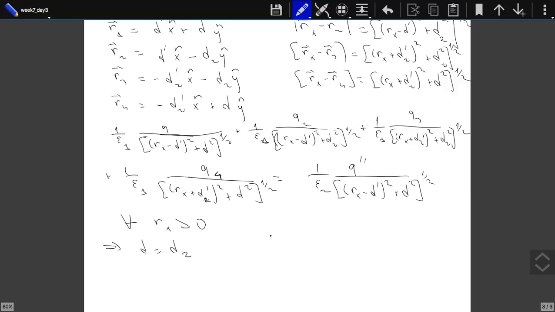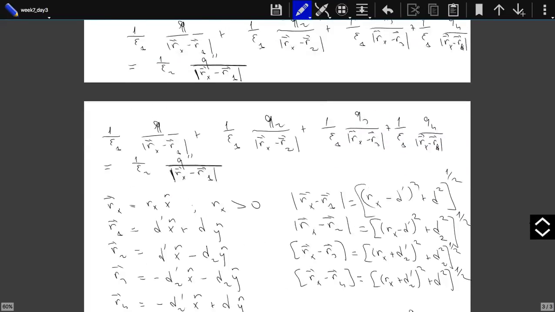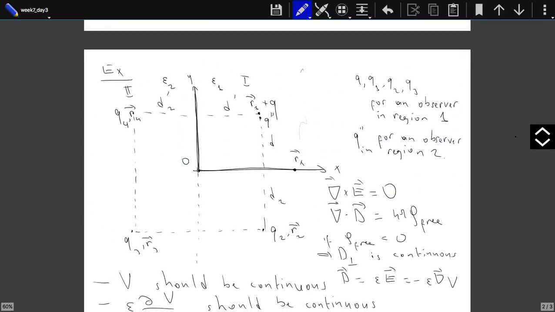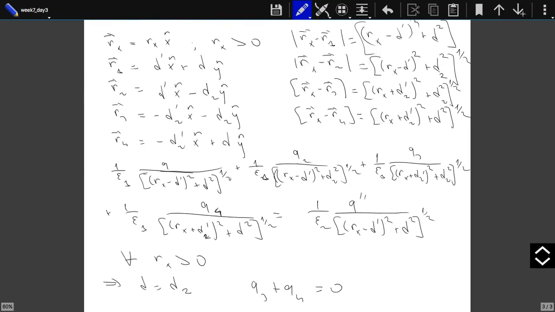So that tells me that Q3 plus Q4 should be equal to 0. You see how many parameters we had in our problem to start with? We don't know Q2, we don't know Q3, we don't know Q4, we don't know Q double prime, we don't know D2, we don't know D2 prime. So we have 6 parameters in our problem which we need to determine.